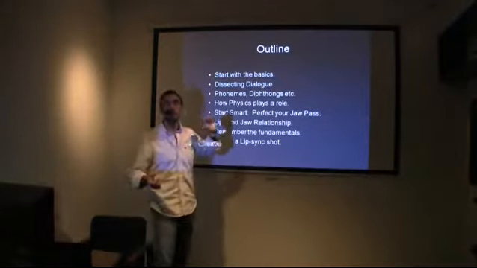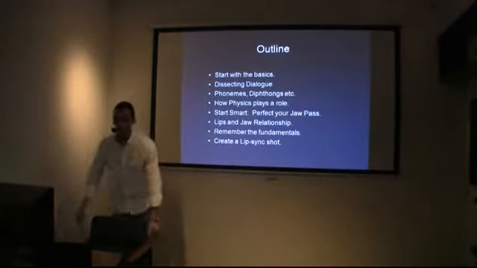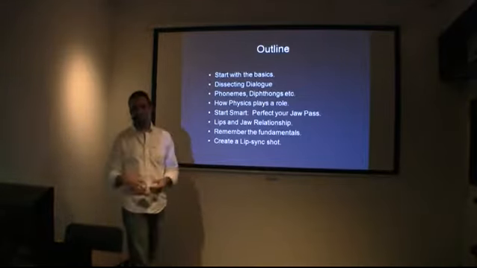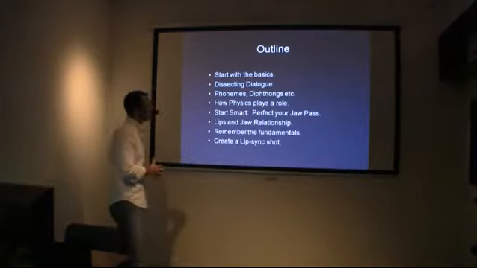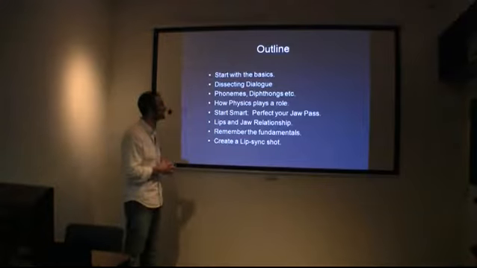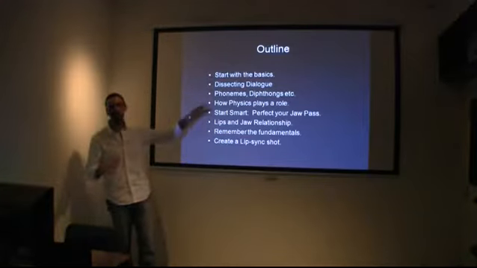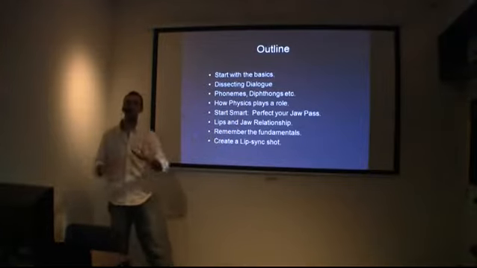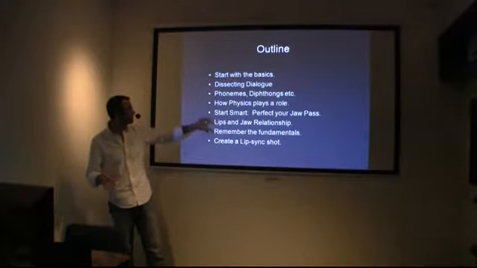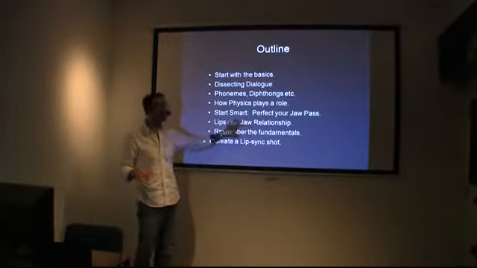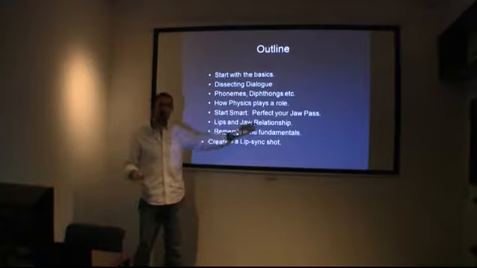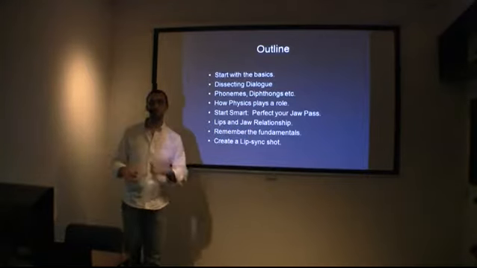Here's the outline of what we're going to talk about. We're going to start with the basics: a little bit about anatomy and planning tools. We'll very quickly move on to dissecting dialogue. We'll listen to a piece of dialogue together and dissect it. We'll talk about the parts of speech and the parts of visible lip sync: phonemes, diphthongs, etc. We'll talk a little bit about physics. Then we're going to go into the actual workflow, which is: start smart, perfect your jaw pass, then the lips and jaw relationship, remembering the fundamentals, and then we're going to create a shot.